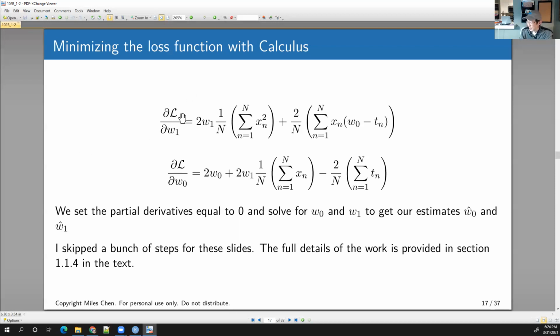So anyway, if we take the partial derivatives, this is what we do. We're going to set this equal to 0, and then we're going to solve. Okay. So I skipped the steps for the partial derivatives, and so anyway, if you do this, you're going to get some formula that we can use for figuring out the slope and the intercept, right? Okay.